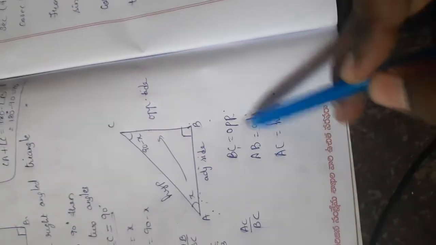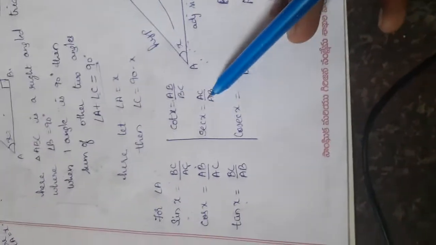Okay, children. So sin x is equal to BC by AC. Here BC is the opposite side, AC is the hypotenuse. Cos x, tan x, cot x, secant x, cosecant x, you will be writing by seeing the triangle. Okay, children, now you found the value for x, that is angle A.